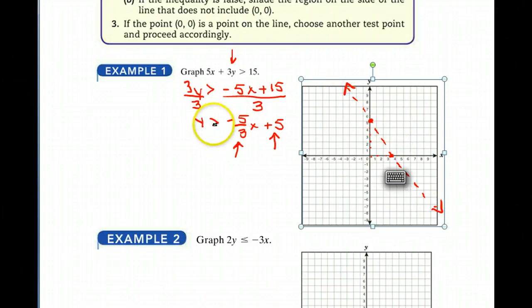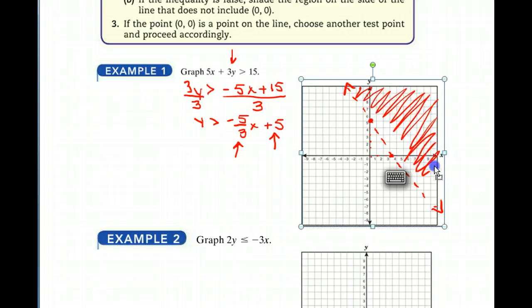And then lastly, the symbol is greater than, so we will shade above the line to indicate that we want all of the values that are greater than the line. What this tells us as we're looking at the graph is that any point, any ordered pair at all that lies above the line in the shaded boundary will be a solution to that inequality. You could plug any one of those points in and it would make your inequality true.